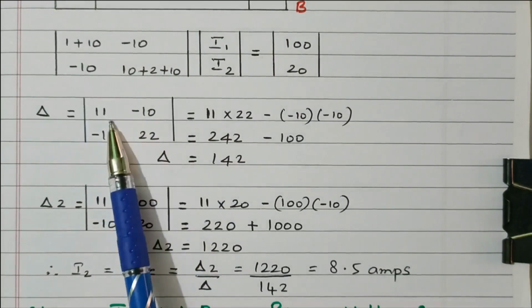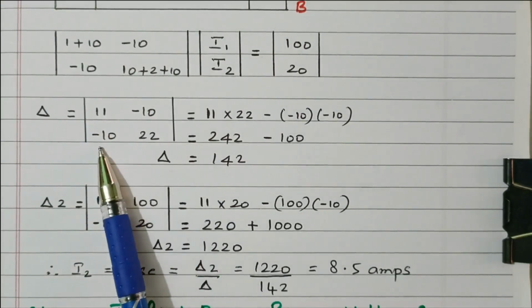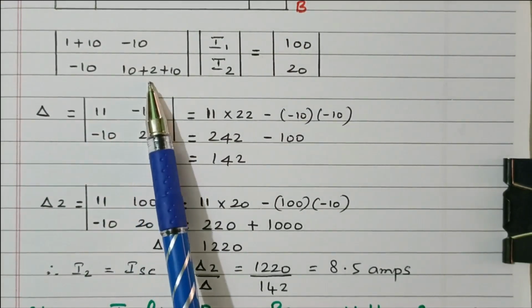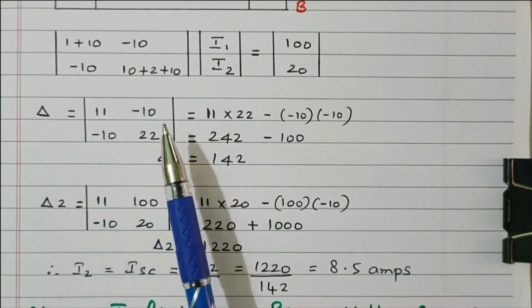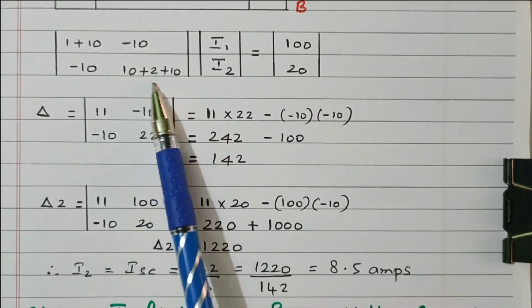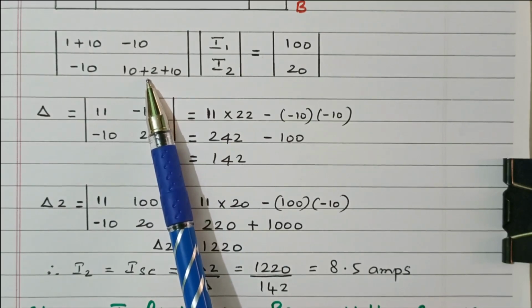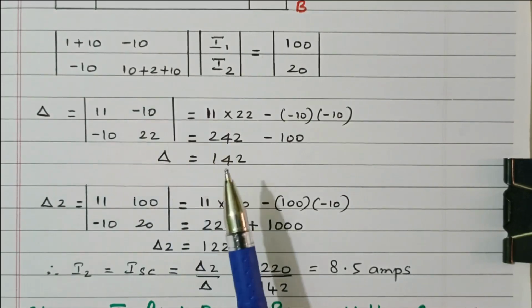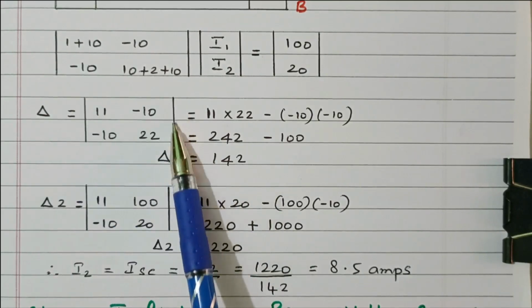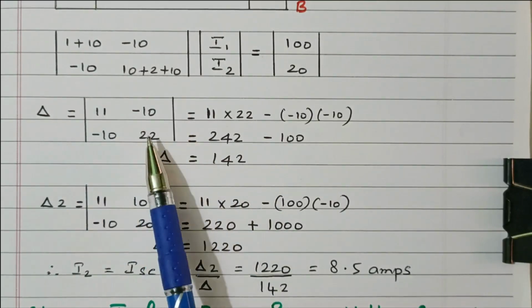So this is 10 plus 1, 11, minus 10, minus 10, 22. 10 plus 2 plus 10 is 22, right? So while calculating resistance we need to take it into account. The current is not flowing through the 10 ohm, but while calculating, this 10 ohm is also taken into account. So this is nothing but the delta value, del value, right?